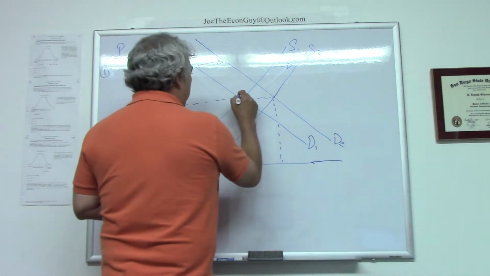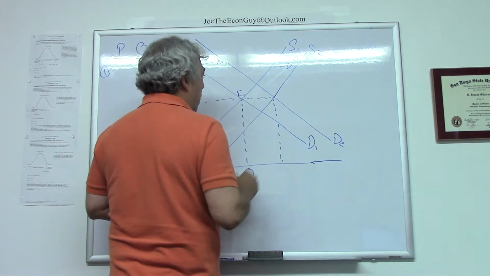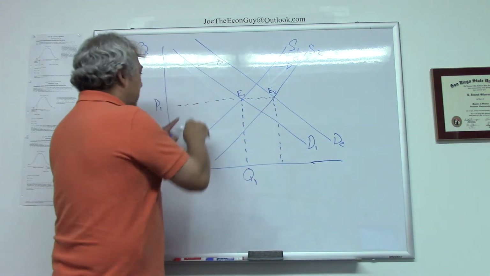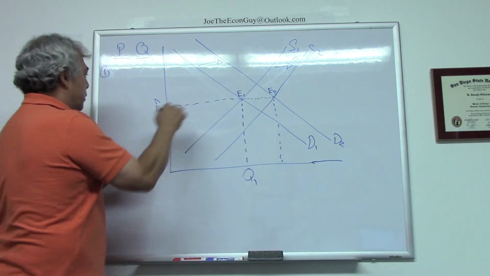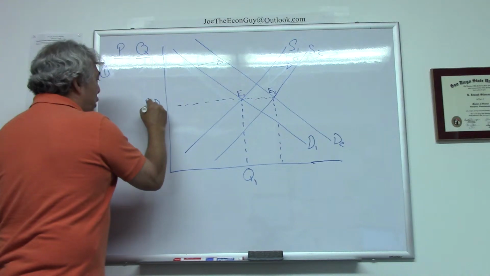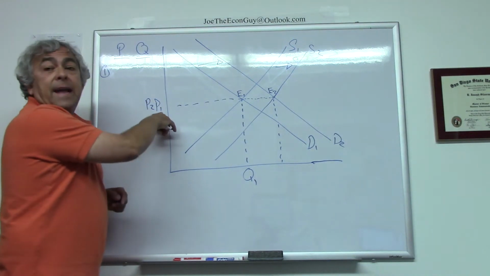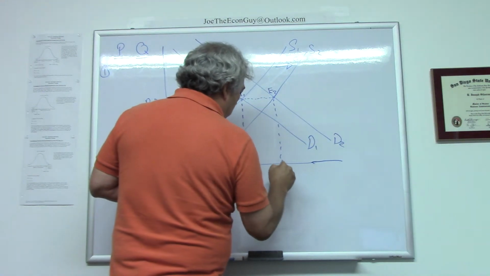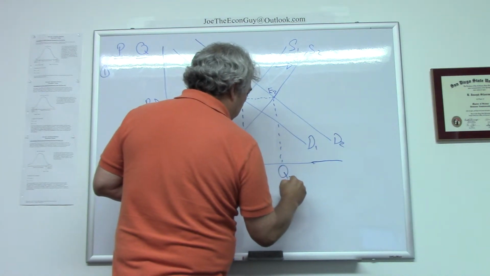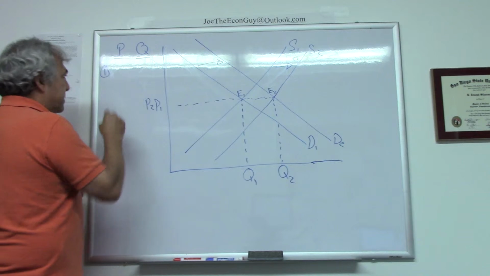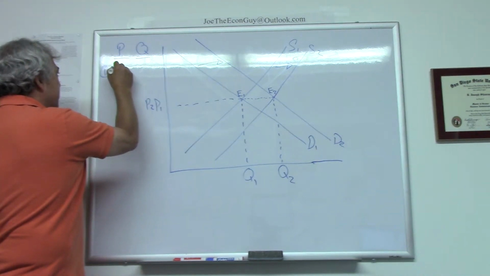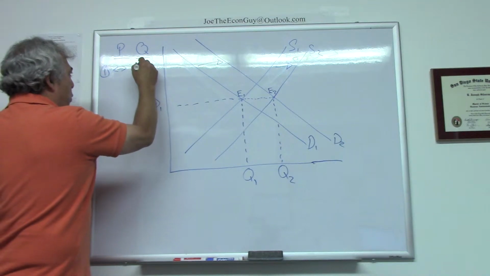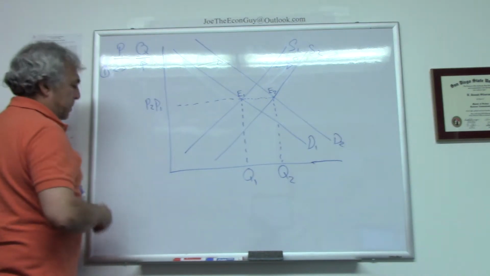Okay, so what happens? This is our initial equilibrium E1. This is our new equilibrium E2. What happened to the equilibrium price in this situation? Well, it didn't change. Our new equilibrium price, P2, is identical to P1. What about our equilibrium quantity? Our equilibrium quantity went from Q1 to Q2. So in this case, there was no change in price. That's why I'm recording it this way here. And the quantity went up. Okay, so that's one possibility.